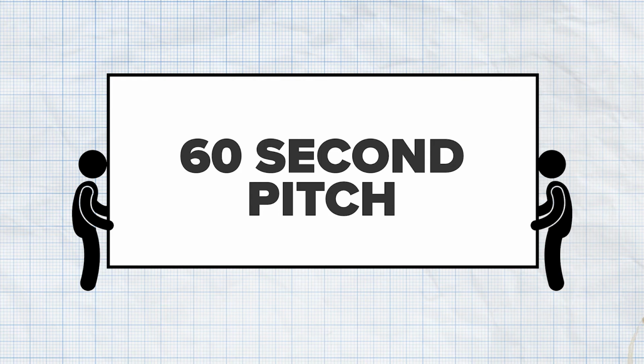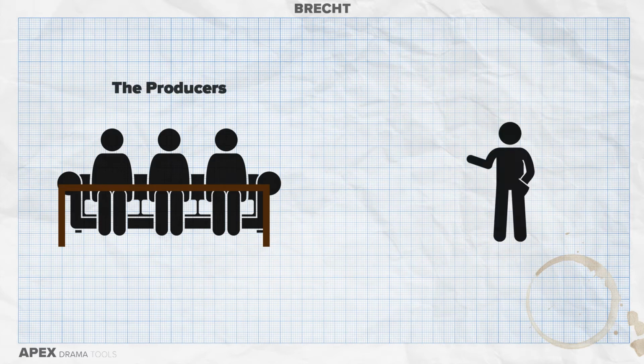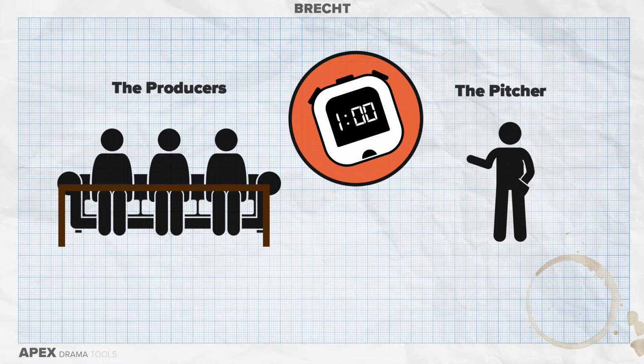60-second pitch. Set 3, 4, or 5 members of the group at a table. They are the producers. Have another member of the group as the pitcher. The pitcher needs to think of a popular story, film, or TV show and pitch the story to the producers in 60 seconds. This version of the exercise is about accurately summarising a story, vocally and physically, in a short space of time. You could then give a further 60 seconds where the producers can ask the pitcher questions about the story, and the pitcher needs to concisely answer the questions.